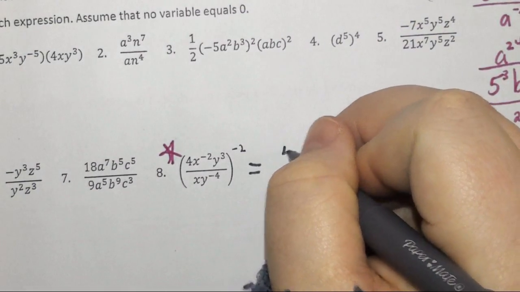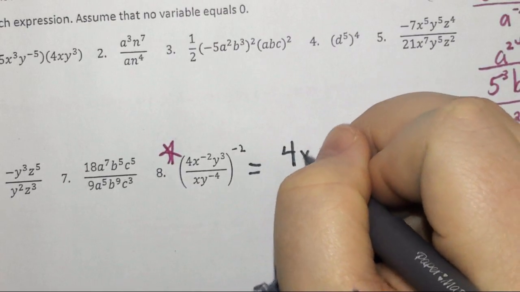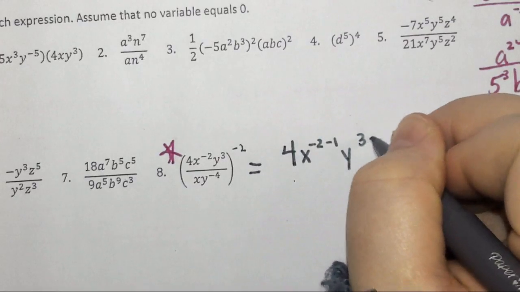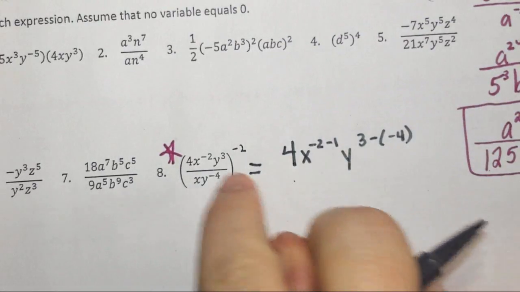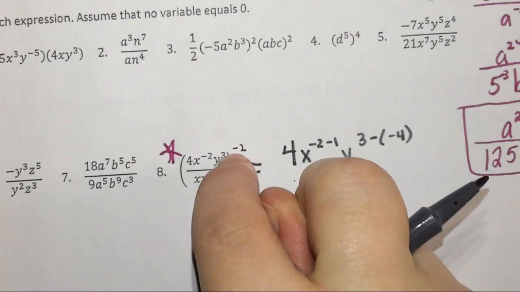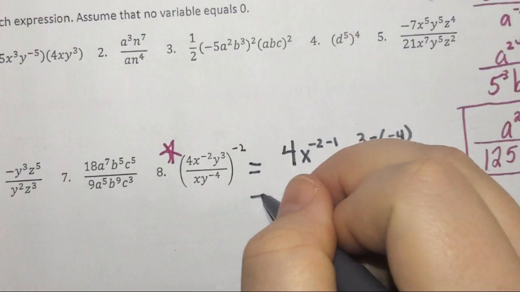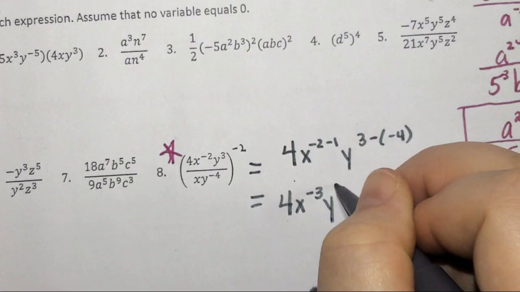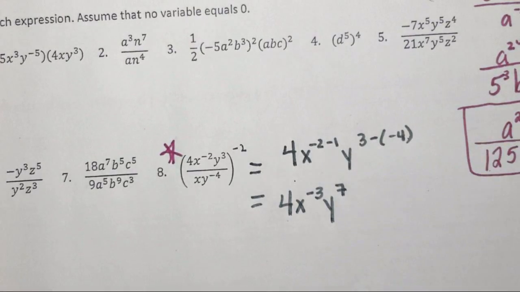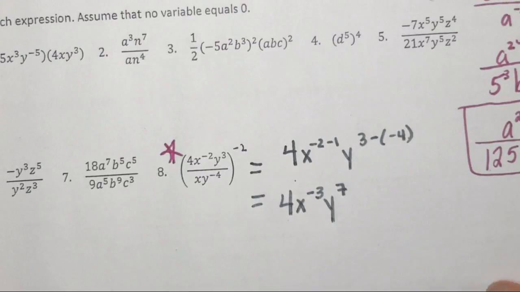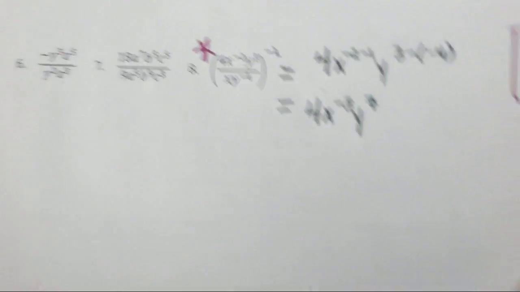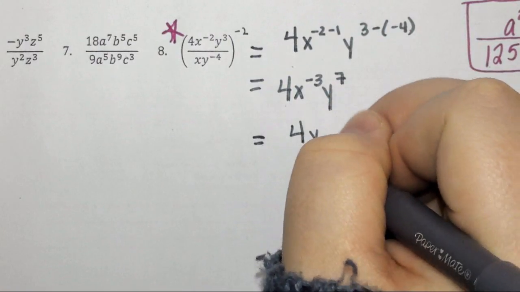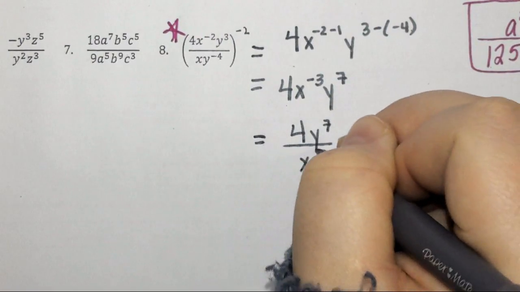So it was 4 in the numerator. And then I said x to the -2 minus 1, y to the 3 minus a -4. I literally just did -2 minus 1, and 3 minus a -4. So I got 4x to the -3, y to the 7th. 3 plus 4 is 7. Then I realized it would probably be smarter to move that x to the denominator. So I have 4y to the 7th divided by x to the 3rd.